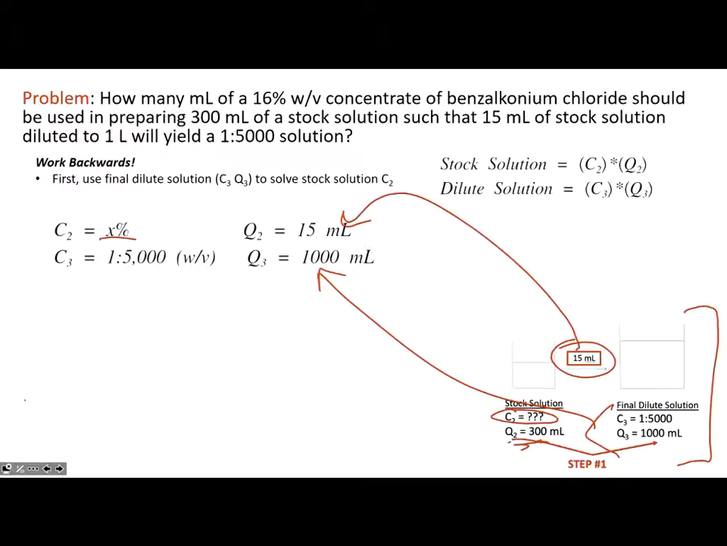So I know my final dilution at the end. So would you agree? I know C3 and Q3. And I know Q2. I'm just missing C2. So in one sense, there's only one variable here. However, let's do our unit check.